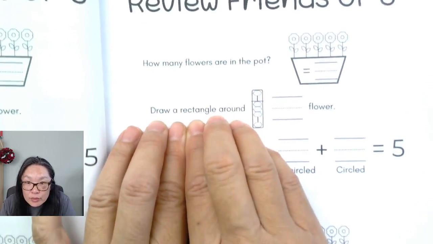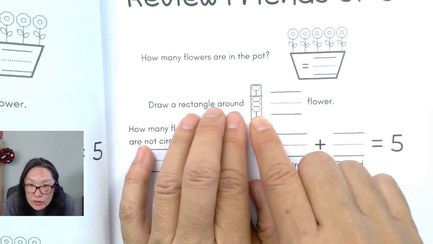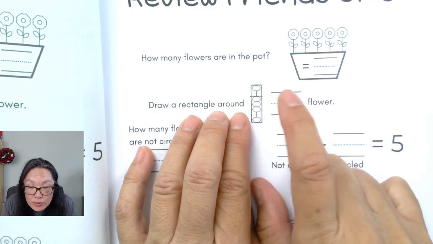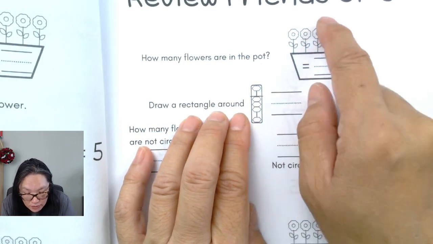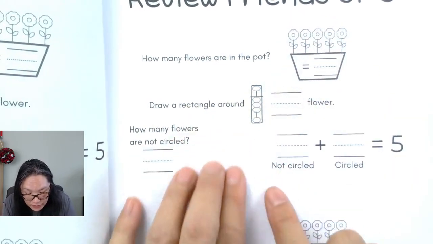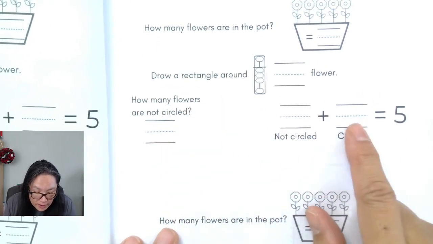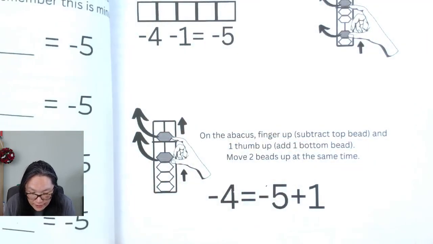So what are we going to do? We're going to draw a rectangle around, what number is this? This is 3. We're going to draw a rectangle around 3 flowers. So if I draw a rectangle around 3 flowers, then how many are not circled? So it's 3 and 2. So this is just to review how to make a 5.